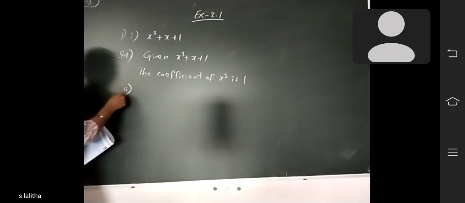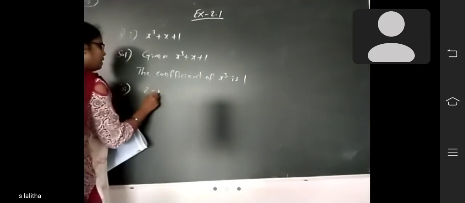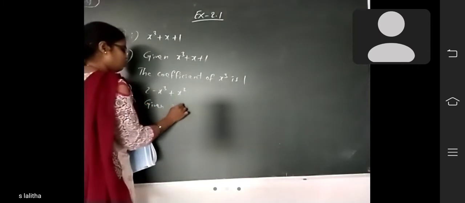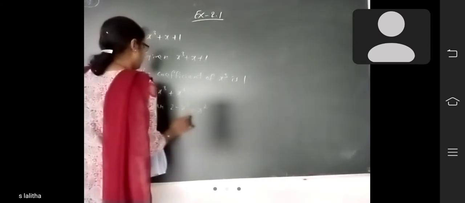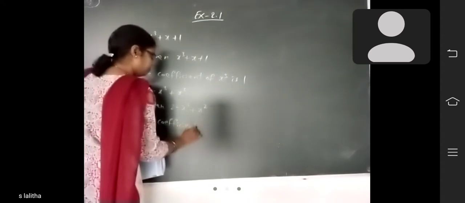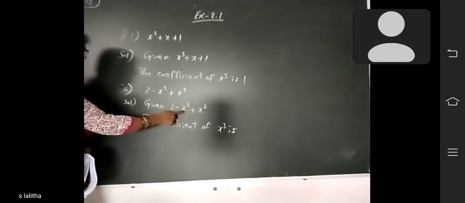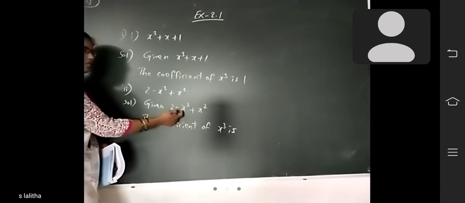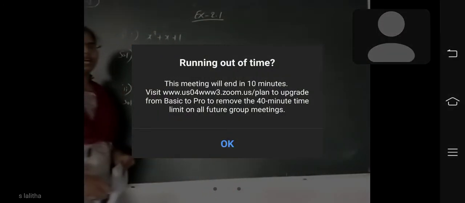Next, second question. 2 minus x cube plus x square. The coefficient of x cube is, here where is the x cube? Here. Okay. So what is the multiple of x cube? There is no number, which means minus 1. 1 into x cube, minus x cube. So the coefficient is minus 1. Okay.